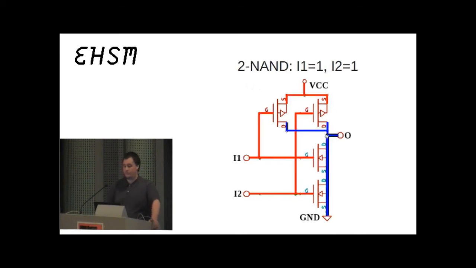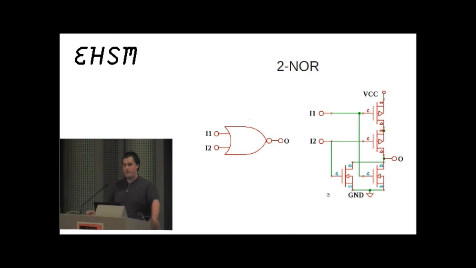Similarly, if we were to put both logical 1s in, both of the transistors on the top are now off, and both transistors on the bottom, which are in series, can now conduct through both of them, so we will get a logical zero on the output. And feel free to stop me at any point if you have any questions.